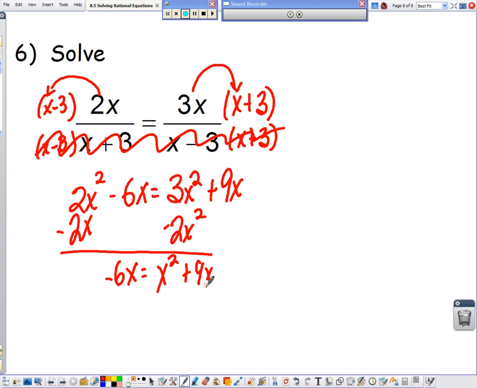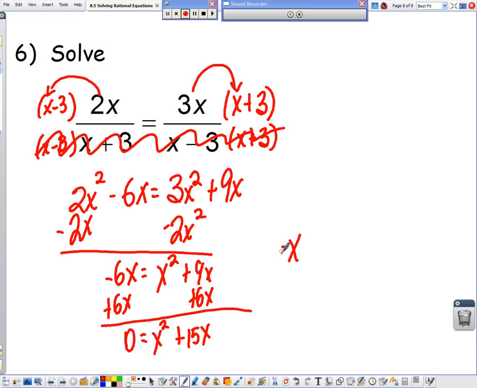And remember, whenever you have a squared variable and an x variable, it's got to equal 0 so we can factor it or use the quadratic formula. So let's go ahead and add 6x. So I get 0 equals x squared plus 15x. Since I have an x squared and an x, the option of this is going to be to factor it. And they both have an x in it. So x squared divided by x gives me x. 15 divided by x gives me 15.